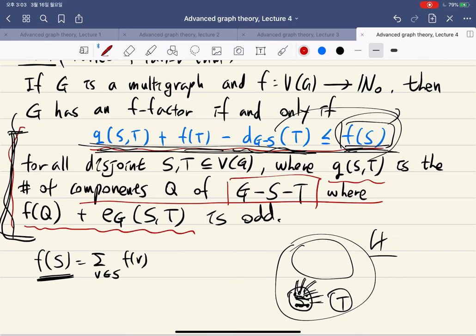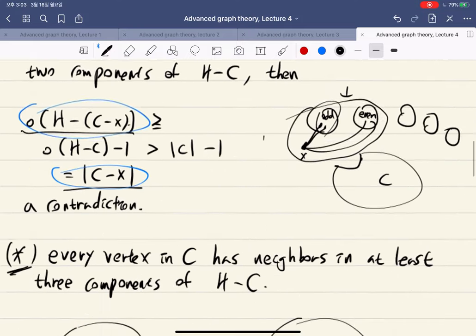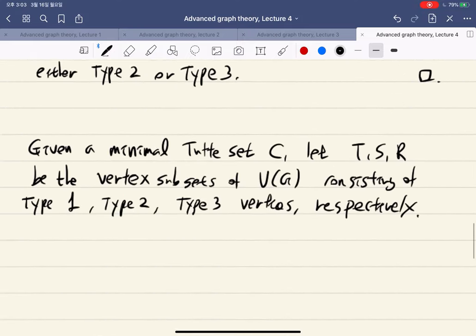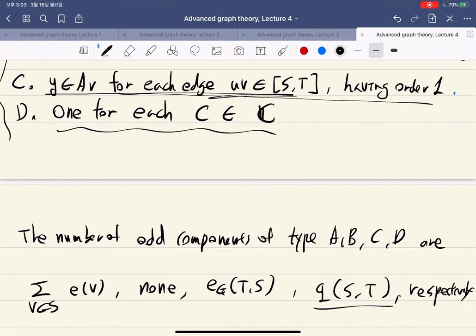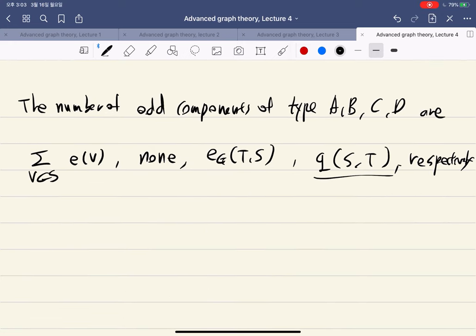So I wrote it here wrong. This is not S, this is actually Q. Sorry for that. So this is odd. If some component satisfies that this is odd, then you count it, and otherwise you don't count. In this case, we claim that the number of odd components of type D is exactly QST, because we can actually show that.